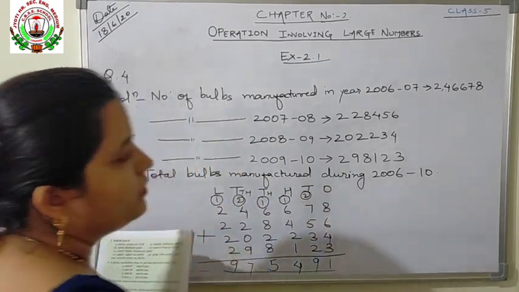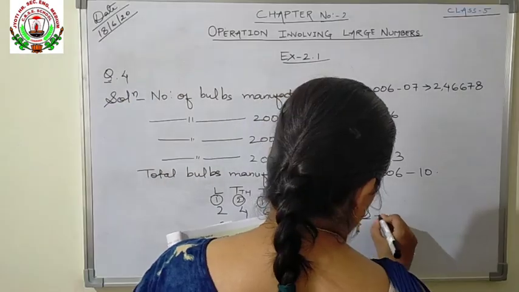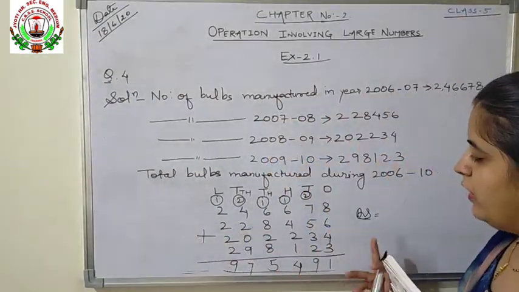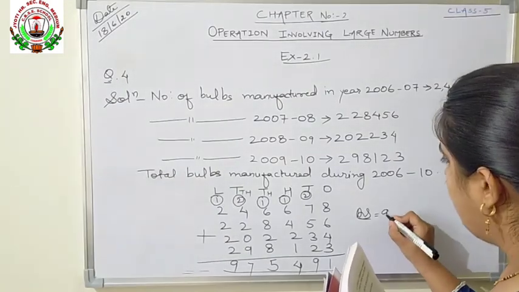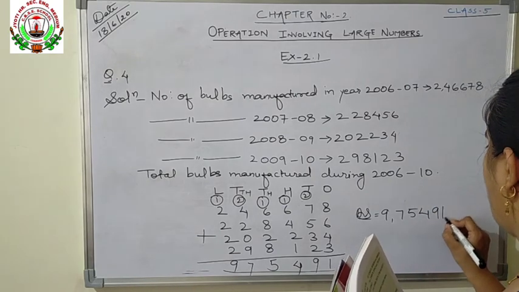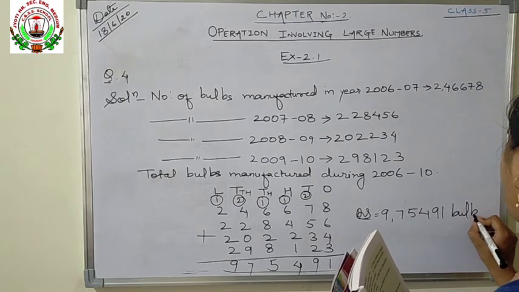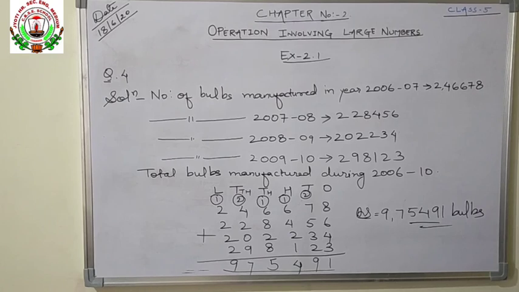So how many bulbs were manufactured during this period? You will write the answer below, after solving this question. There is no space, so I am writing on the side. 9,75,491 bulbs. This is the solution of your question. Okay. Now moving on to question number 5.